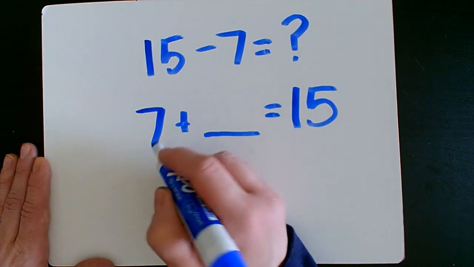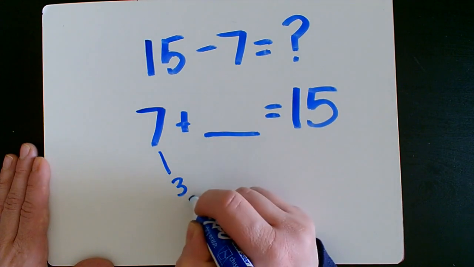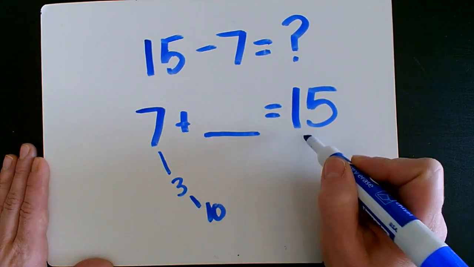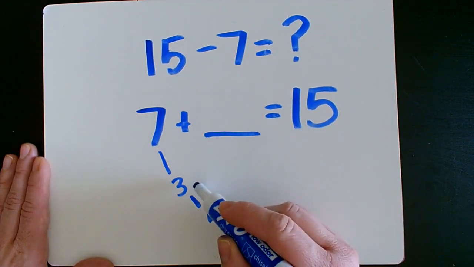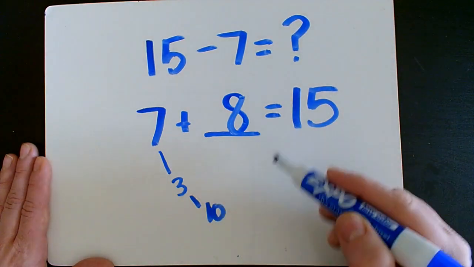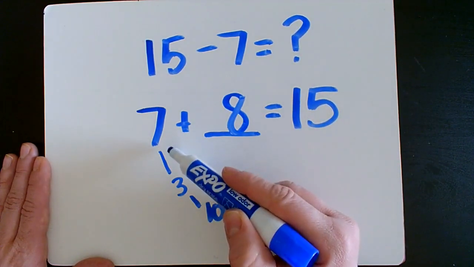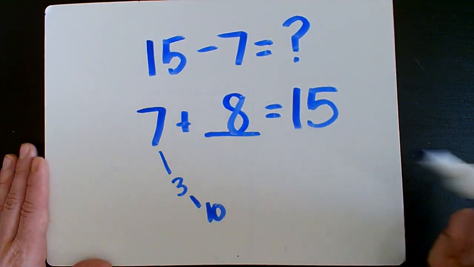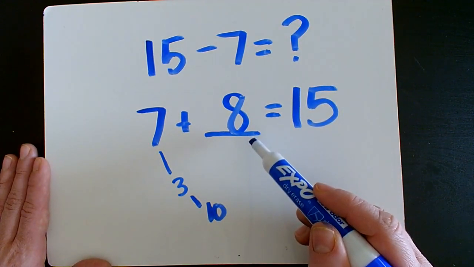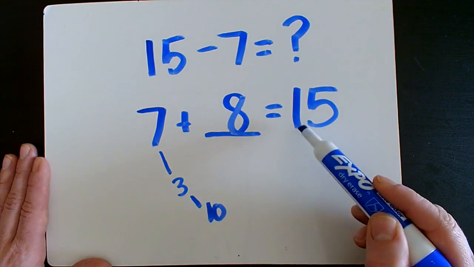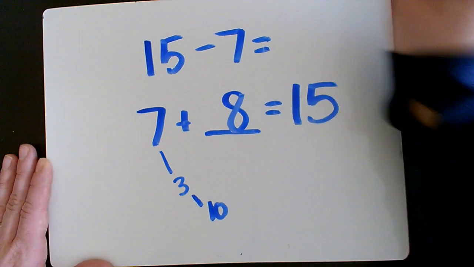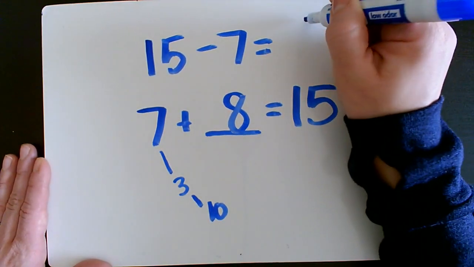Okay, so I know I need 3 more to make it to 10, and then I need 5 more after 10, so 5 and 3 makes 8. Okay, so I was just talking through my thinking here. I was trying to make a group of 10, and then I figured out how many more. So 8 looks like it might be our number. 7 and 8 equals 15. That means 15 minus 7 is 8.